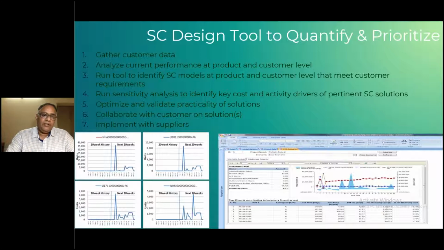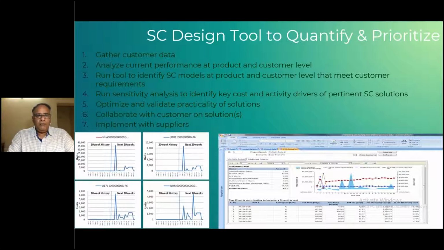So that is how you can implement with the suppliers once you have all the data or information available with you. It is just a snapshot. I've given some examples of how the modeling or design tool works for various industries. I've given one model in the electronic industry, how we used to do it for prioritizing the whole network design.